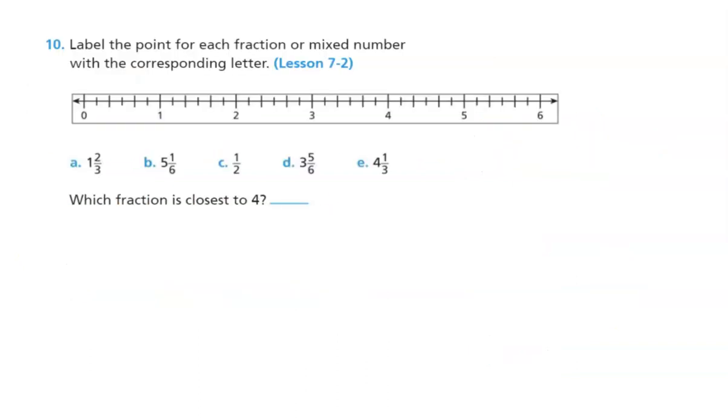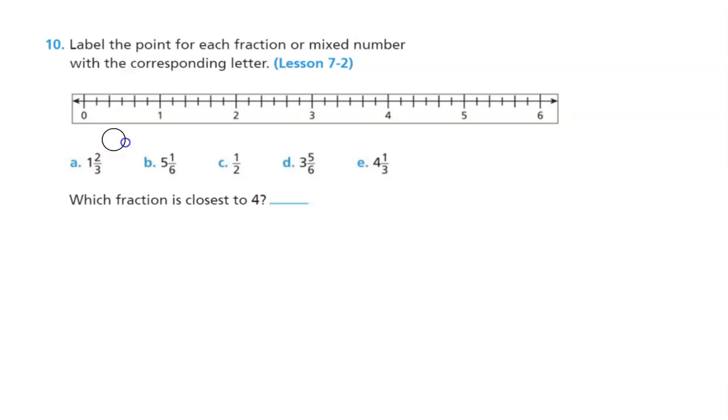Okay, moving on. This one wants you to look at some number lines. So this is: label the point for each fraction or mixed number with the corresponding letter. So here I can tell I've got 1, 2, 3, 4, 5, 6 little hash marks there. I also then have 1, 2, 3 hash marks there. And so that could be my thirds. These could be my sixths, and then obviously you can still have a half there. This would be my half. So that's going to help me out here.